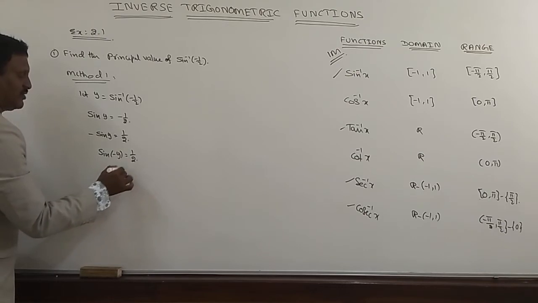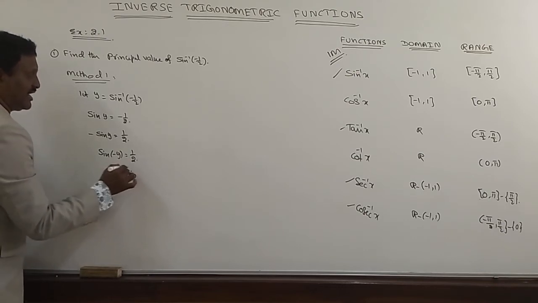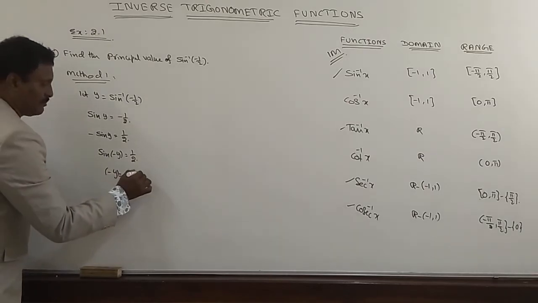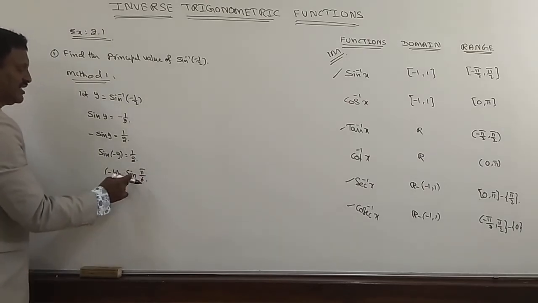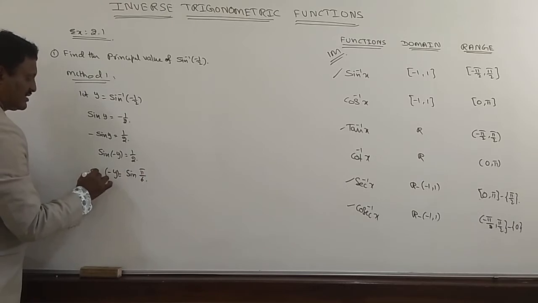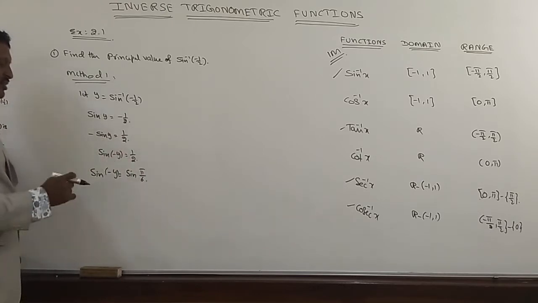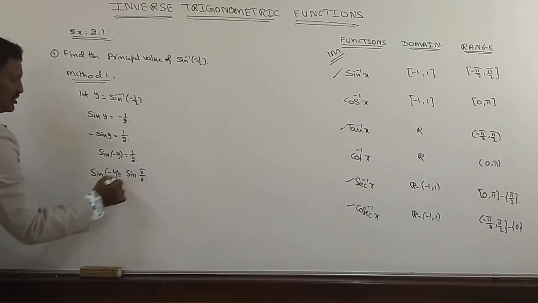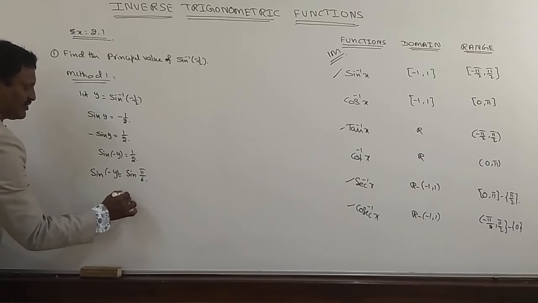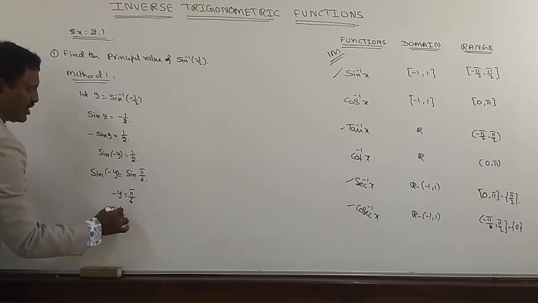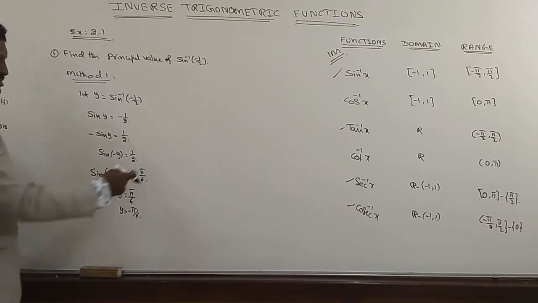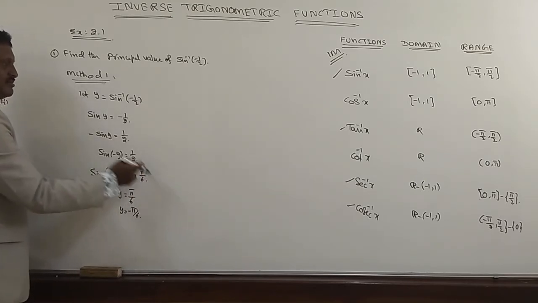In terms of sine, which angle will you get? You will get the value sine pi by 6, 30 degrees. Sine 30 you will get 1 by 2. Sine of minus y is equal to sine of pi by 6 we can write. So now remove the sine on both sides. Minus y is equal to pi by 6. Y is equal to minus pi by 6. We can write like that. Pi means 180. 180 by 6 becomes 30 degrees.